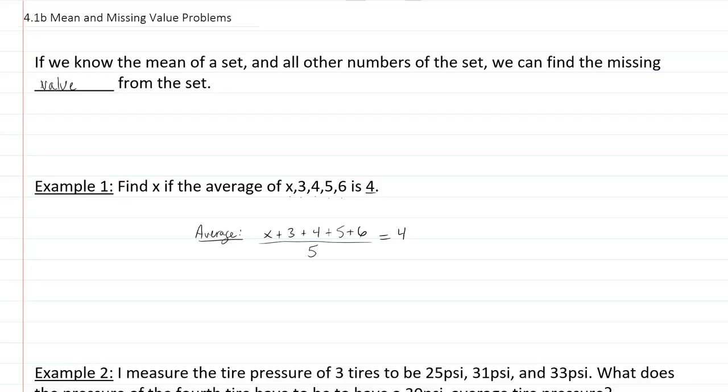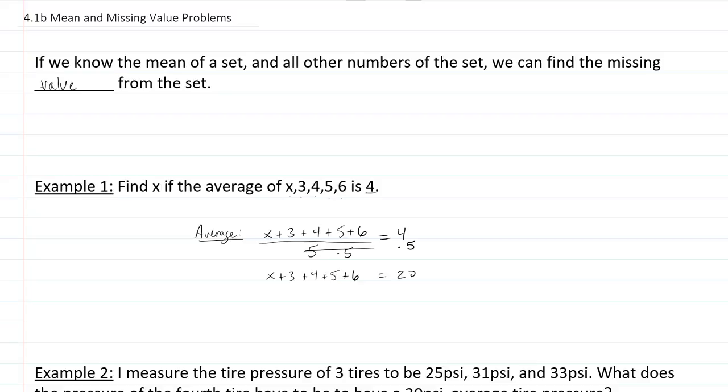Now this is just a basic algebra equation like before. So first off, we want to get the 5 out of the denominator of the left-hand side. So why don't I multiply both sides by 5? So if I multiply both sides by 5, times 5 divided by 5 cancel, and 4 times 5 is 20. So we end up with x plus 3 plus 4 plus 5 plus 6 equals 20.